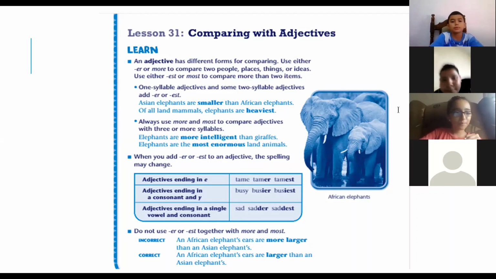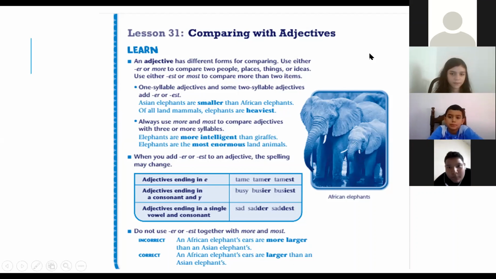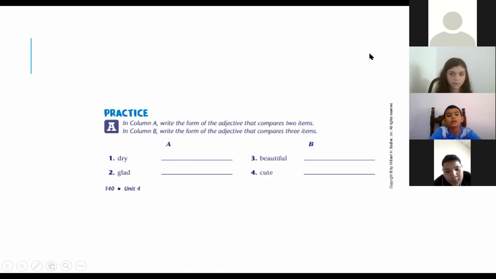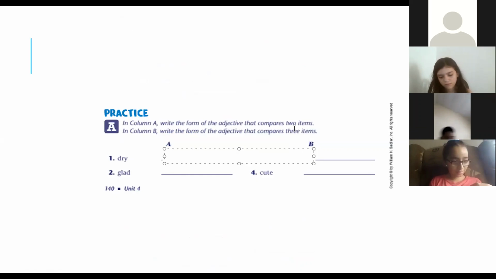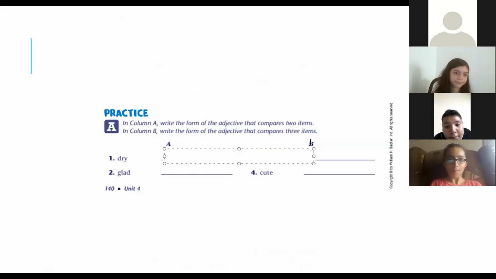Yes. Okay, good. So let's see, you had some examples here. It says, in column A, write the form of the adjective that compares 2 items. Remember, when we compare 2 items, you use ER when it's 1 syllable or some 2-syllable words, and we use more when we have adjectives that have more than 3 syllables. And in the second column, column B, write the form of the adjective that compares 3 or more items.